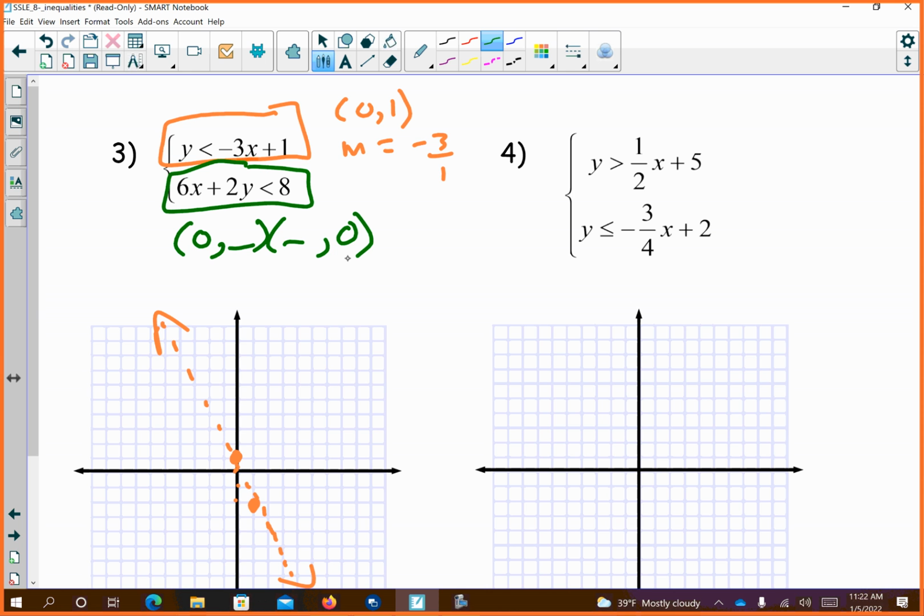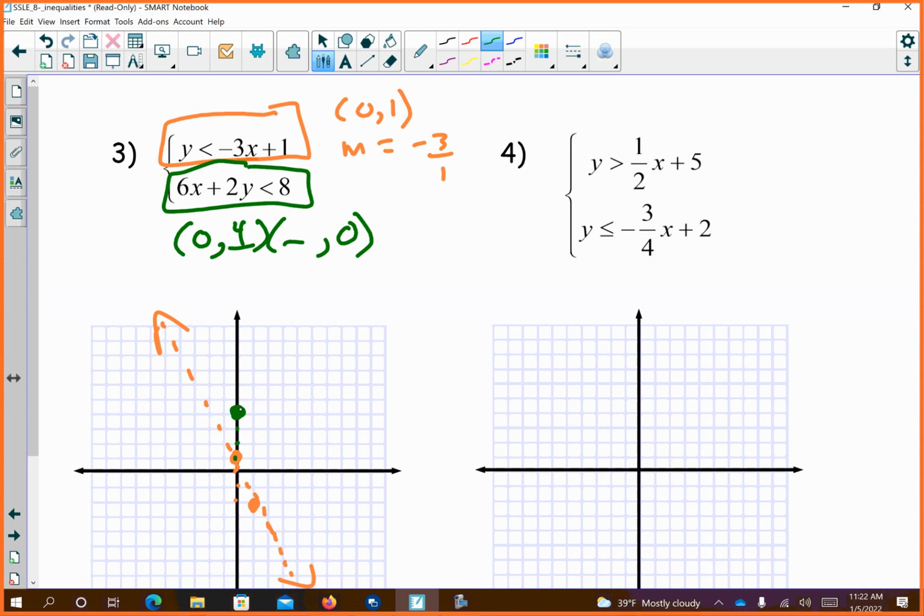So this is an x value, agreed? So I'm going to cover up the x. 2 times what number gives me 8? 4. So 0, 4. It's right up here. Is that okay? All right, I think I can handle this.